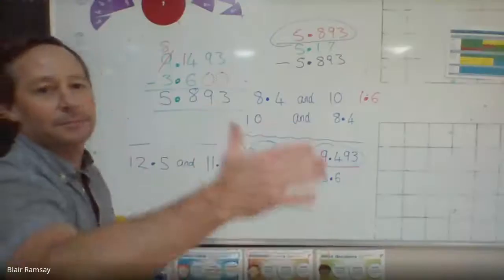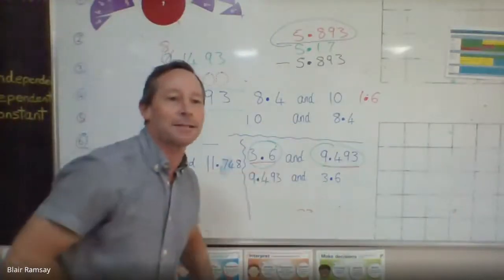Mr. Blair, I put 3.6 at the top. Then I realized that I got another paper next to it that put 9.493 at the top. Then when I was explaining, I looked at the paper and I kept on raising my hand so I can tell you the answer. So sorry about that there, Zaina.